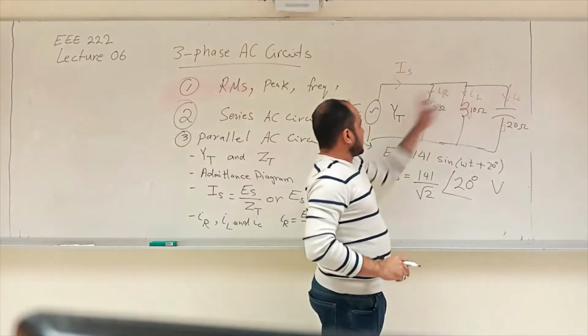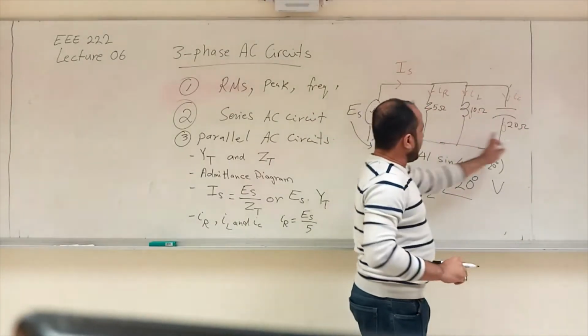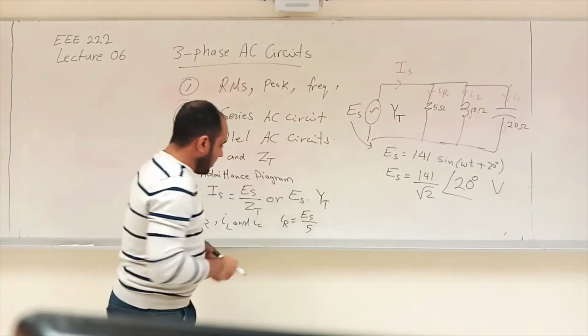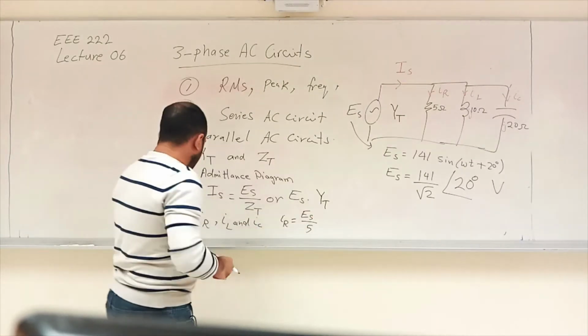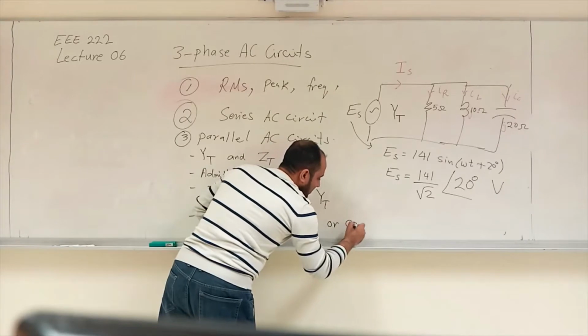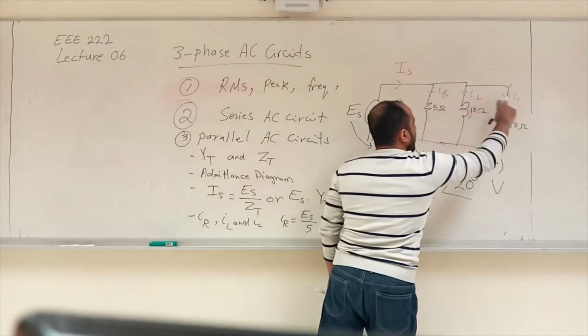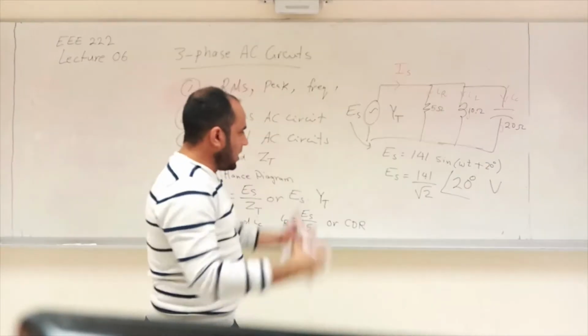For the IL, it's going to be ES over J10. For the IC, it's going to be ES over minus J20. Don't forget the J. Remember, these are Euler numbers and they have magnitude and angle in the calculation. This is one way. Another way, we can use the current divider rule. Once we know this IS, we can apply the current divider rule to find any of the 3 individual currents.